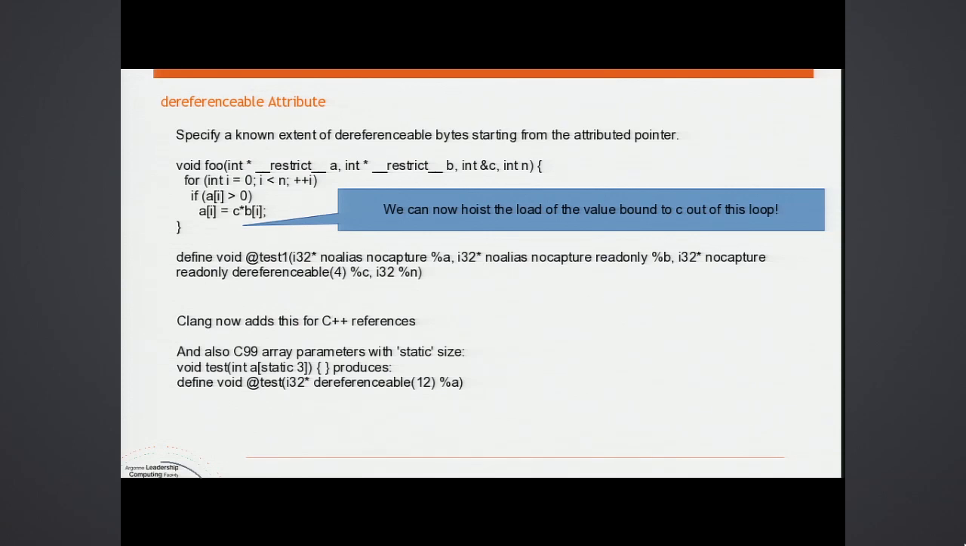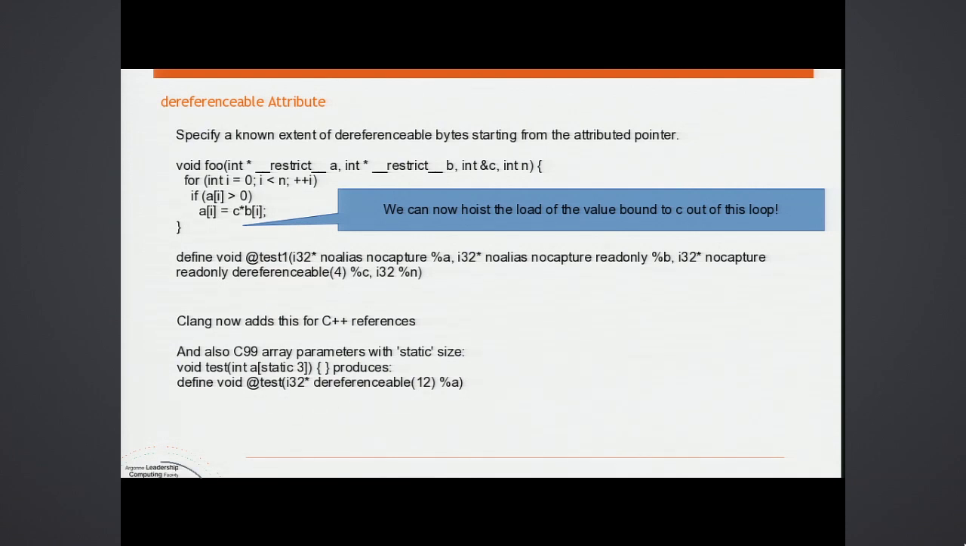OK. And so lastly, we have this dereferenceable attribute. So there are many cases where you know that pointers are dereferenceable. And why is this important? Well, when you know a pointer is dereferenceable, you know that a load of that pointer is safe to speculate. And if a load of a pointer is safe to speculate, it means that you can hoist it out of loops. And that's really where the benefit comes.